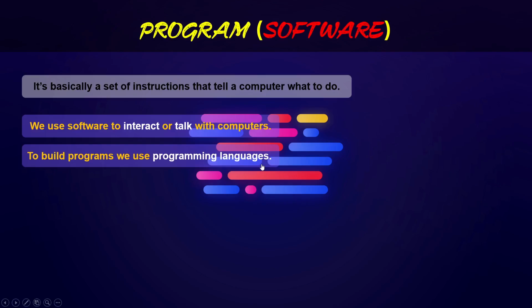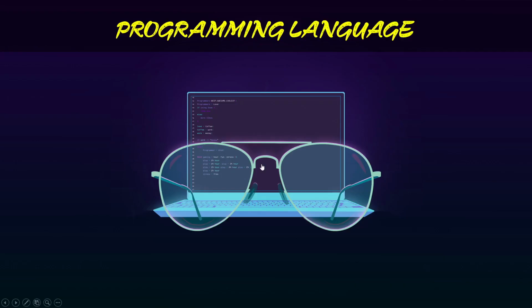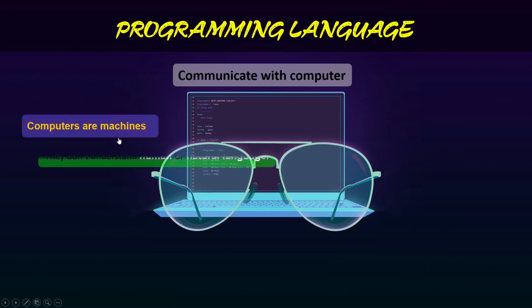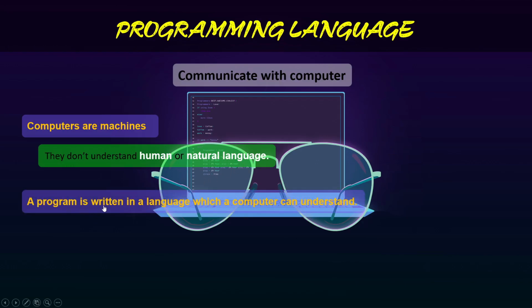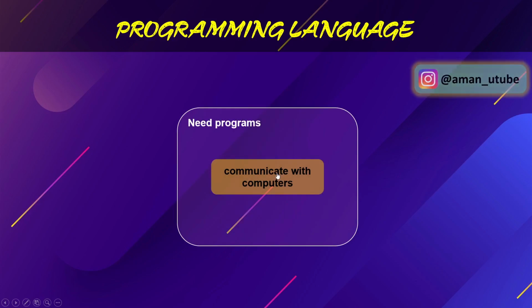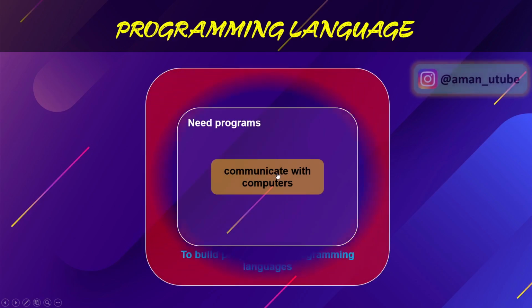Now, let's try to address the programming language. These are the languages that allow us to communicate with computers. Or you can say programming language is a computer language that is used to give commands to the computer to perform some tasks. Computers, as you know, are machines and they do not understand human or natural language. So a program is written in a language which computer can understand. So in order to communicate with computers, we need programs. And in order to build programs, we use programming language.